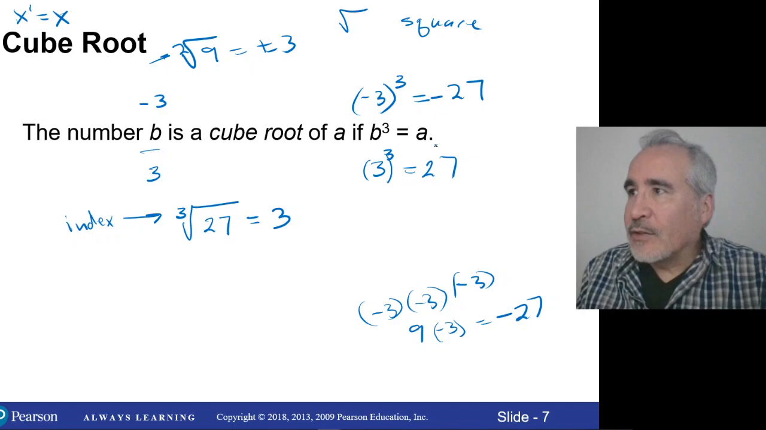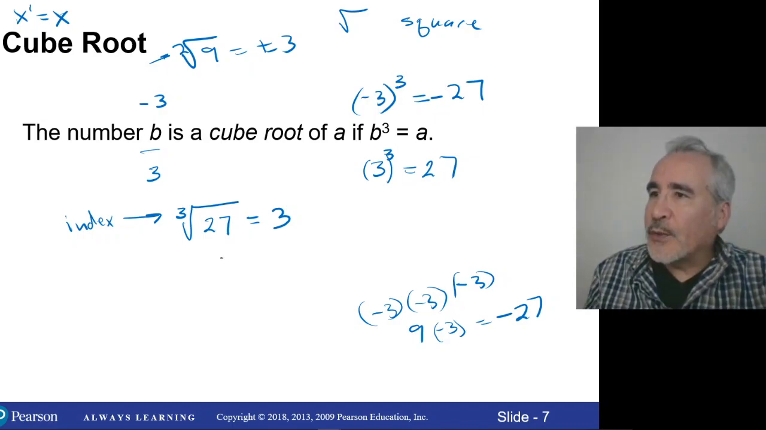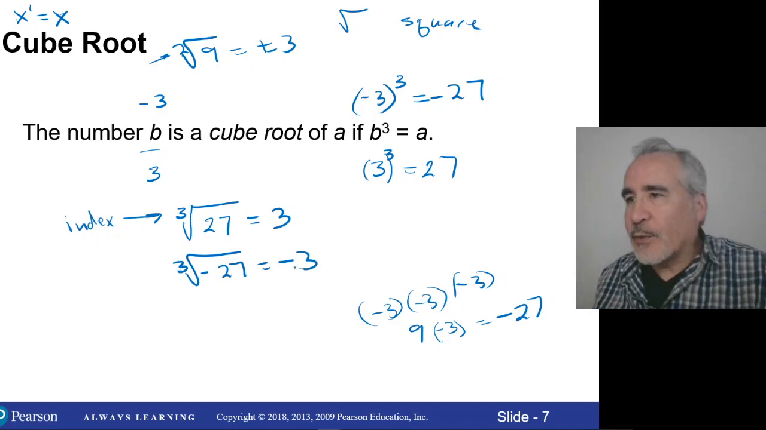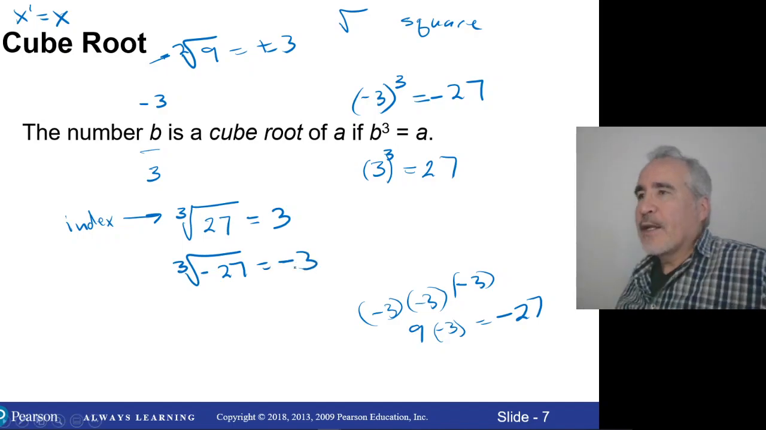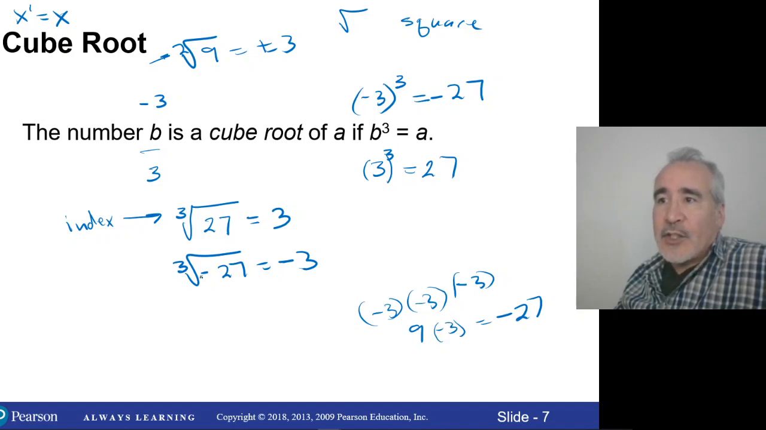So it is not positive 27. The cube root of positive 27 is only 3. If we take the cube root of negative 27, that's when we get negative 3. So when we have an odd power, an odd index, we get separate results. The positive is positive, the negative is negative. And we can actually do this.